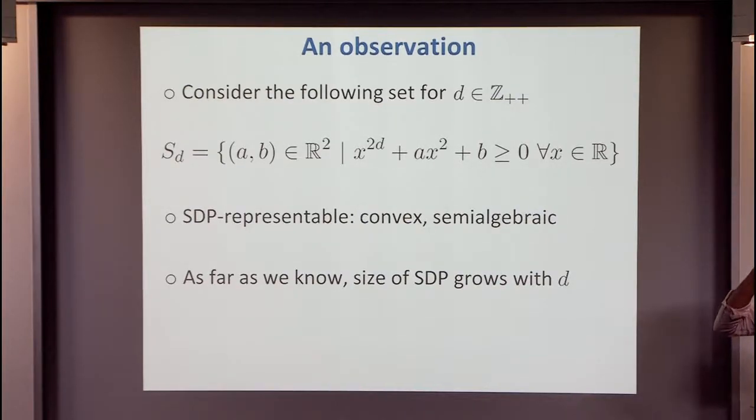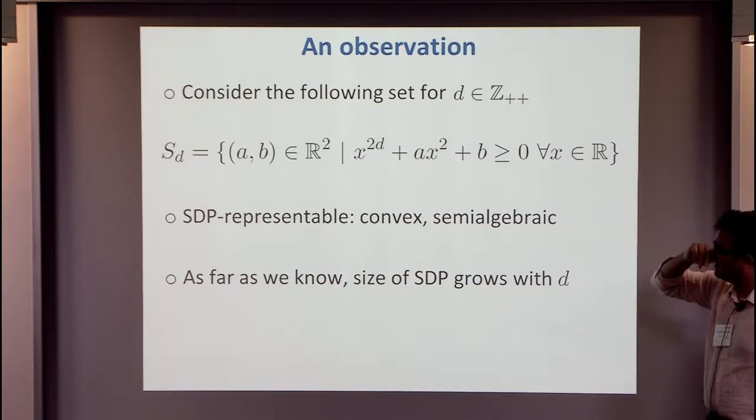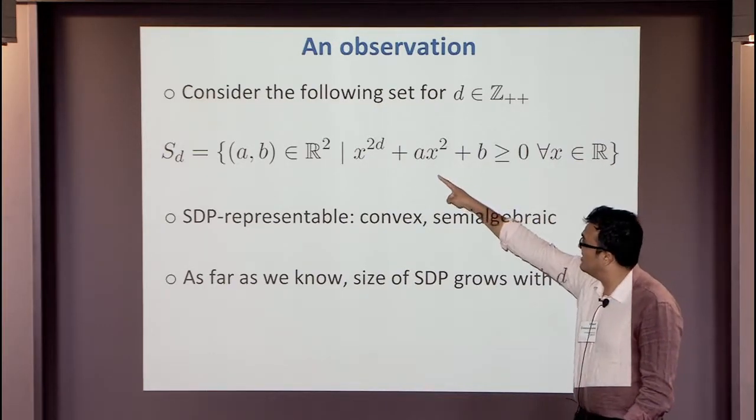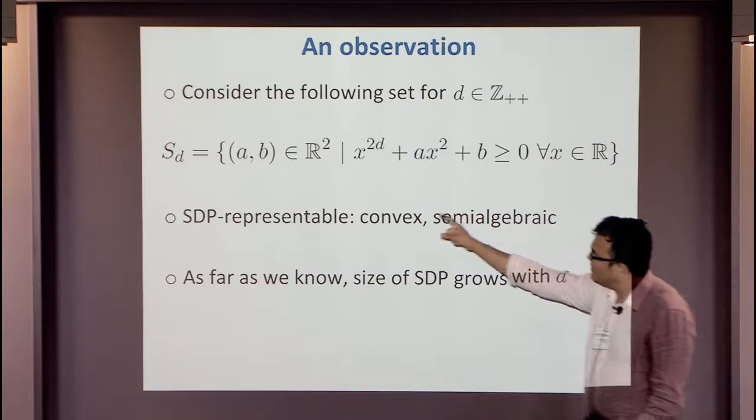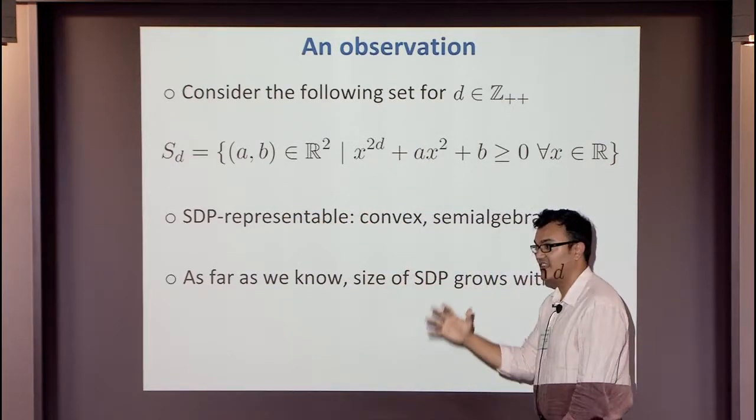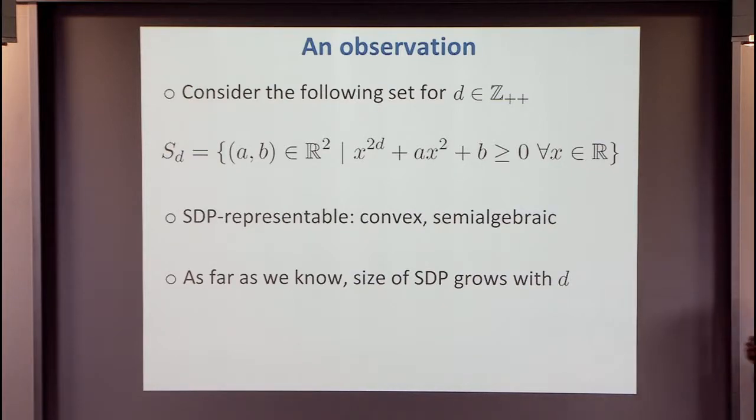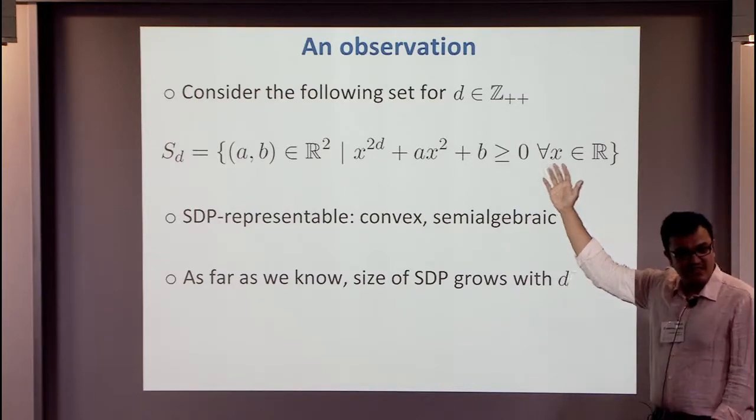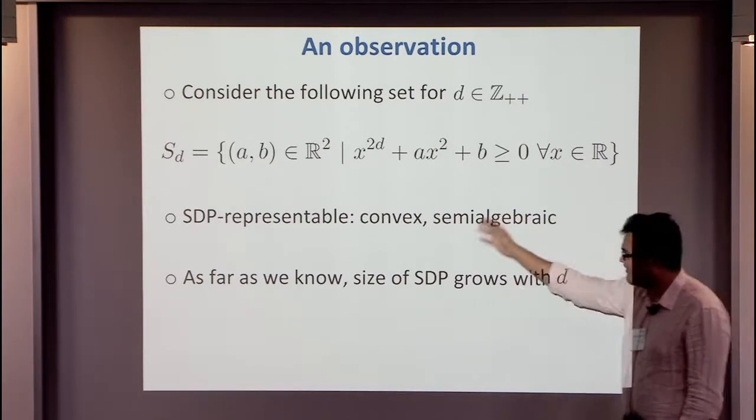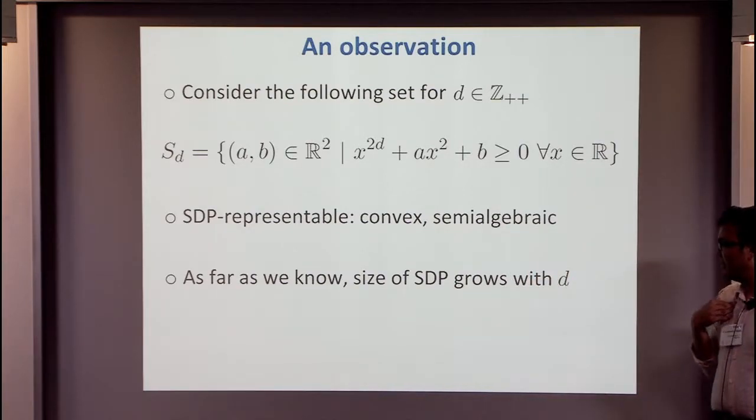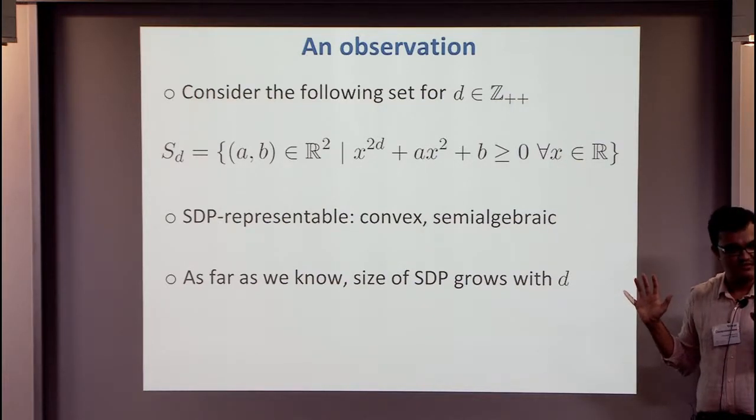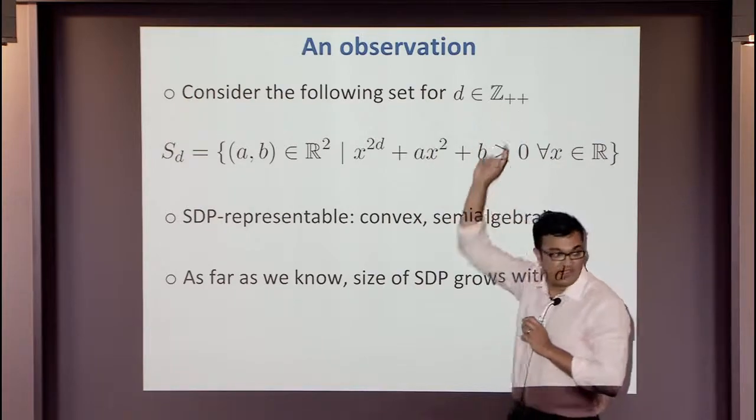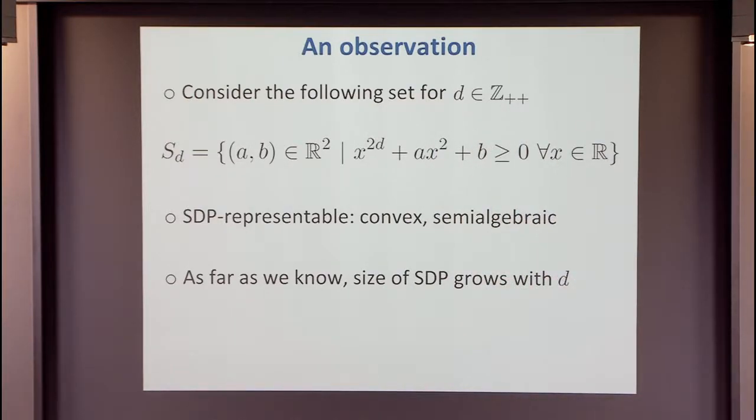I'm going to state it more in terms of sets. So consider the following set, where A and B are coefficients of this univariate polynomial. I want all possible A's and B's, a two-dimensional convex set, where this univariate polynomial is globally non-negative. It's SDP representable, a projection of a slice of the PSD cone, convex and algebraic and so forth. As far as I know, the size of any SDP I was able to write down grows with D, where D is a positive integer here.